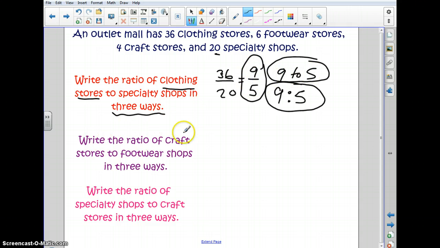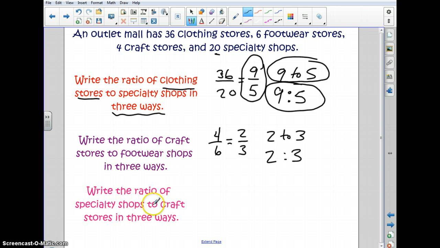So the next one, write the ratio of craft stores to footwear shops. Craft stores I have 4. Footwear shops I have 6. So I'm going to simplify that down, it becomes 2/3. I can write it as a fraction. I'm going to write it 2 to 3 with the word to and 2 to 3 with the colon. Same thing for the bottom one down here.